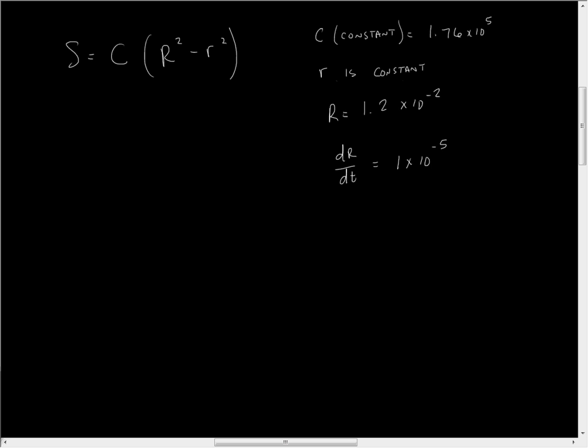The speed S of blood that is r centimeters from the center of an artery is given by S is equal to C times the quantity capital R squared minus r squared, where C is a constant and C has a value of 1.76 times 10 to the 5th. The capital R is the radius of the artery. S is measured in centimeters per second.